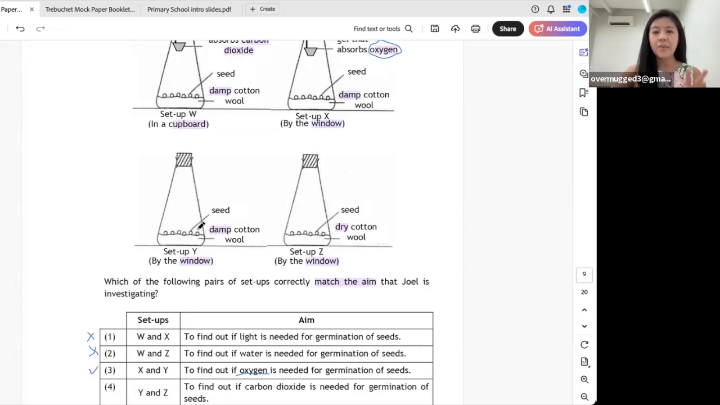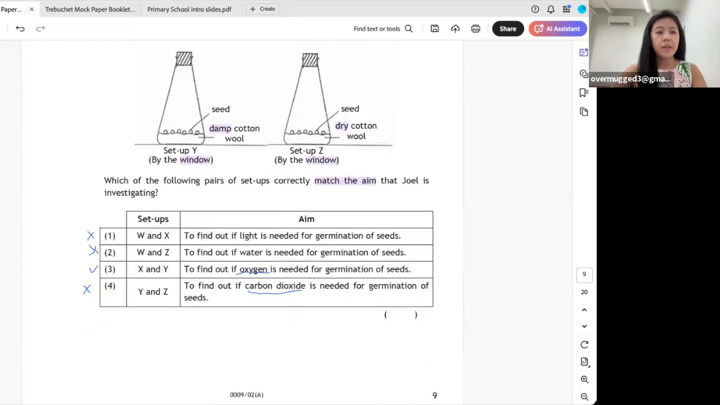Okay. Now, let me just go through the last option to make sure that we have eliminated the options correctly. Now, for setup Y and Z, if you look carefully, there's also only one change variable, which is damp cotton wool and dry cotton wool. But the aim here is asking if carbon dioxide is needed. So the change variable here does not match what is written in the aim. Okay, so option 4 is wrong, right? So for question 13, your answer would be option 3.